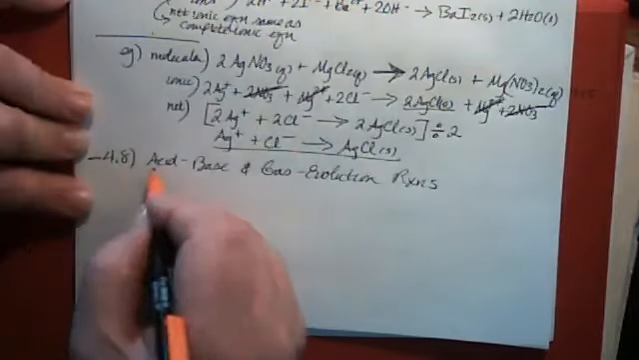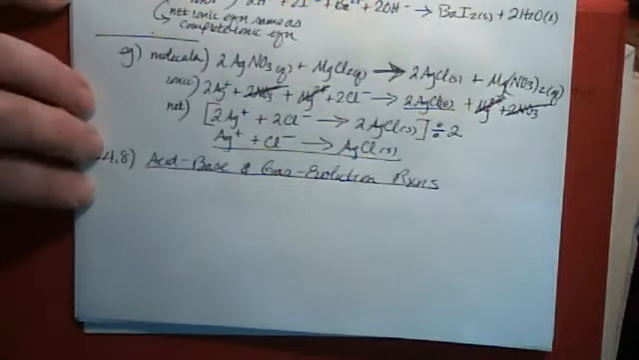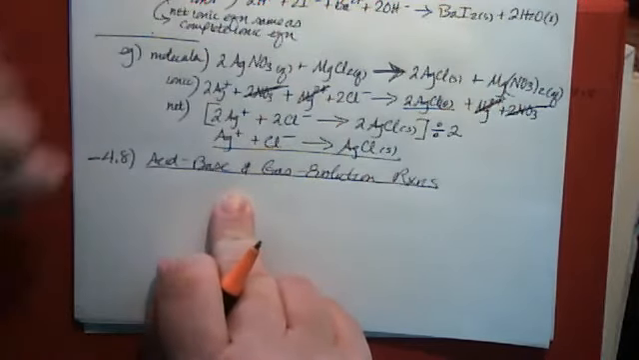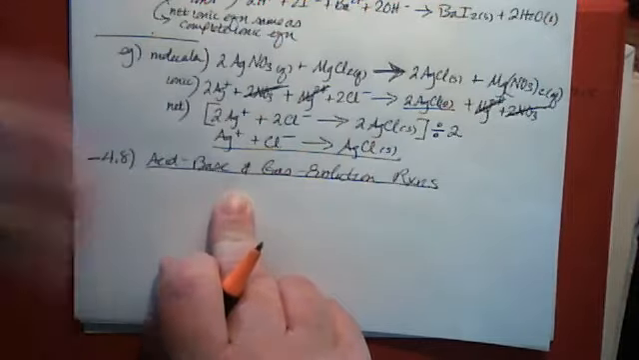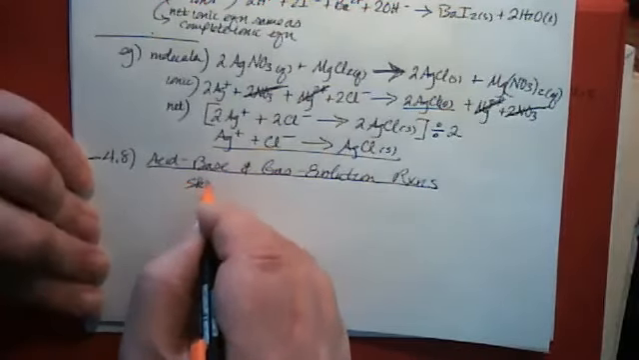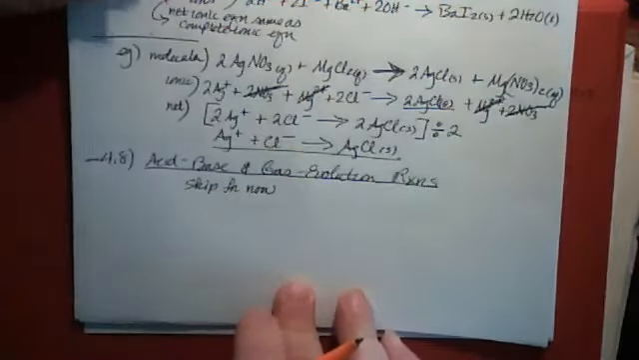The next section is about acid, base, and gas evolution reactions. We've seen one or two examples of acid-base reactions. The gas evolution, well, we've seen, I think, maybe one or two gas evolution reactions also. Anyway, we go into acid-base reactions in much more detail in Chem 121, and so we're going to save this for basically the second summer session. So we're going to skip this for now and go on to section 4.9.